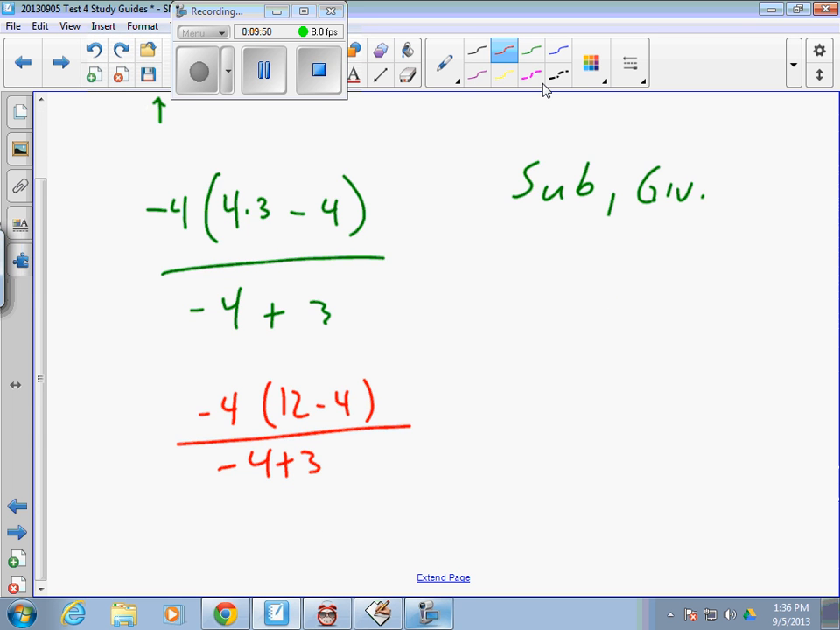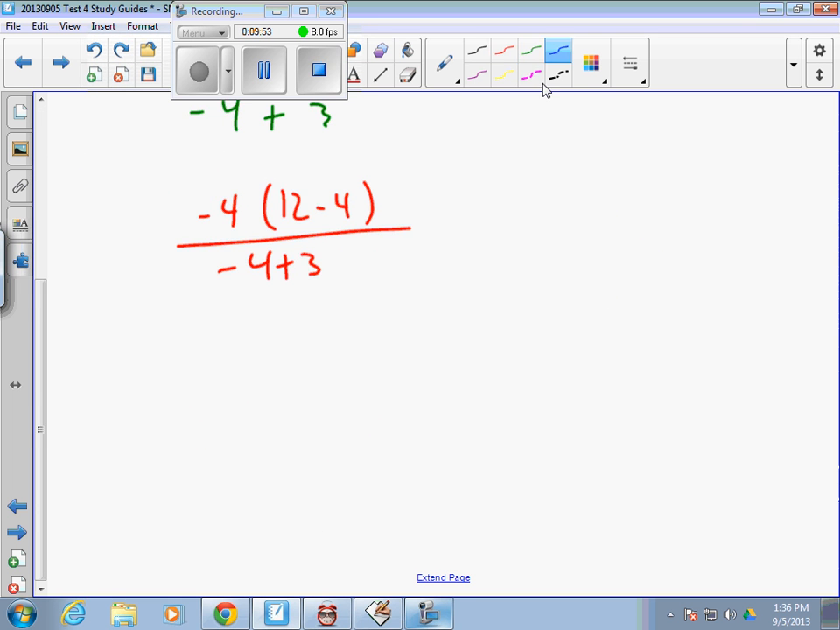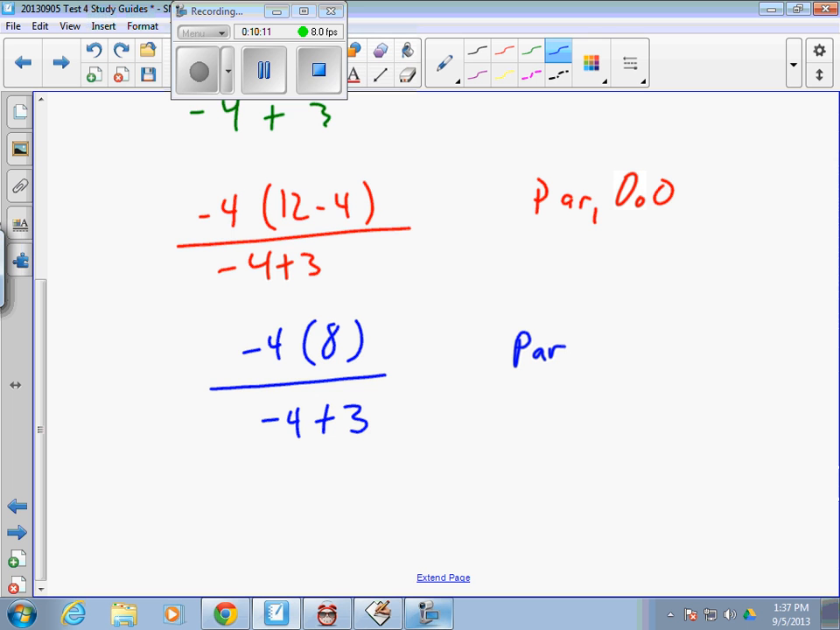Do what's inside parentheses again. 12 minus 4, all that was right there was doing parentheses or even multiplying inside parentheses, order of operations. Do it inside parentheses again. 12 minus 4 is 8 times -4, -4 plus 3 on the bottom. All that is doing parentheses again, doing subtraction inside parentheses. -4 times 8 is -32 over -4 plus 3. Just to keep everything together, that's multiplying, order of operations.